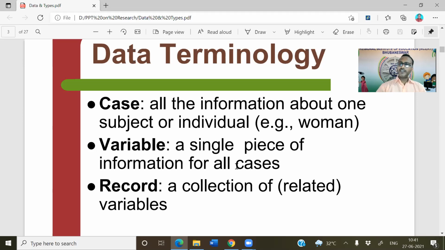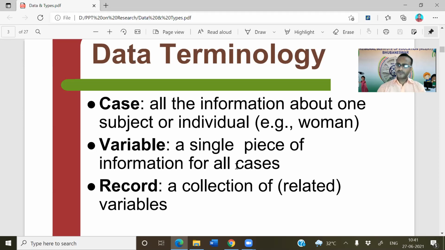So another term is variable. A single piece of information for all cases. So there are 20 cases, or 20 samples, and you want to collect information about their achievement from 20 cases, and these are variable.